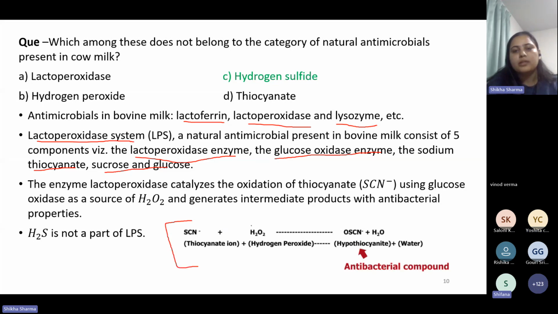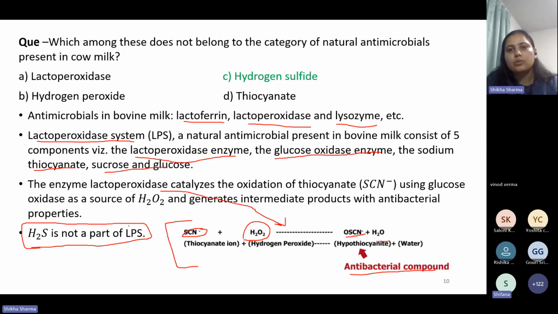In the presence of the lactoperoxidase enzyme, it catalyzes the reaction of the thiocyanate ion. It gets oxidized with the help of hydrogen peroxide, and it forms hypothiocyanate and water. So this hypothiocyanate is an antibacterial or antimicrobial agent which helps protect the milk from bacteria. H2S, which is hydrogen sulfide, is not involved anywhere in the lactoperoxidase system. So option C is correct, it does not belong to the natural antimicrobials present in cow milk.